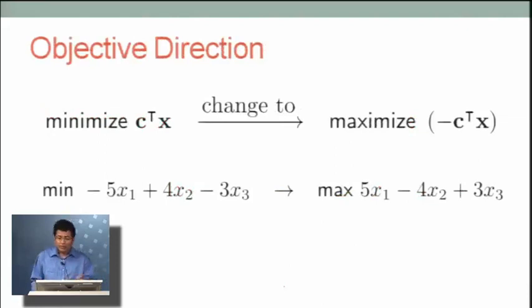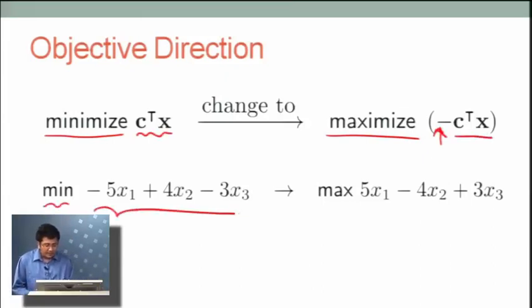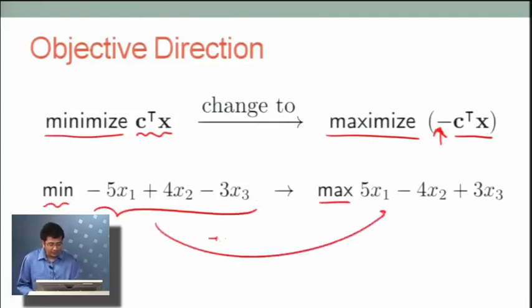All right. How about objective direction? Let's start with minimize, and how do we convert it to maximize? Very simple. You just change the sign of the objective. So if you want to minimize C transpose X, you maximize the negation of C transpose X. In other words, if you want to minimize this objective function, you maximize its negation. So you multiply it by -1 and you maximize its negation. Very simple, and that takes care of changing minima to maxima.